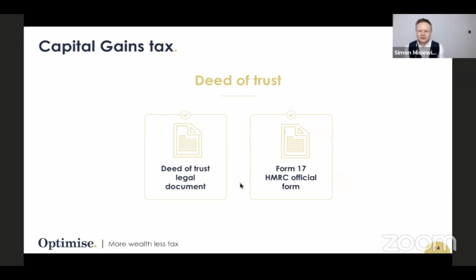What is a deed of trust? Well, there's two documents you need to be aware of. The deed of trust basically says that this person owns the property, and we're going to move the allocation over to this side. It could be that the property is owned 50-50 and you're going to change the share ownership, or one person can have 100% of the property, and you're going to be moving a percentage of that property over to the other person, ideally the basic rate taxpayer, or indeed someone who's not paying tax at all, right?